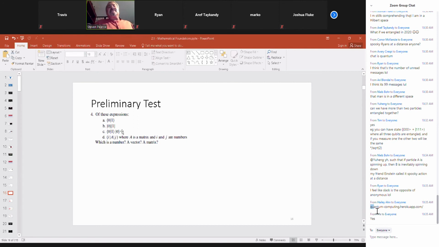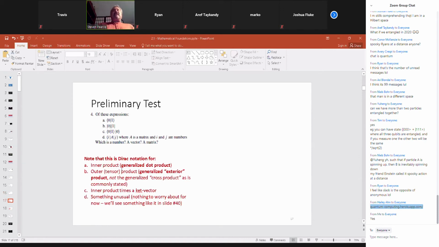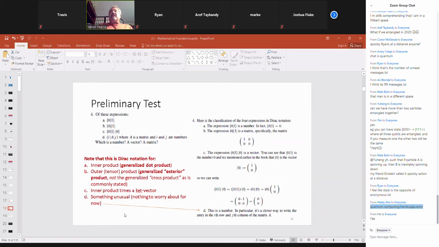What's this one going to be? C. That's a scalar times a vector. This thing, forget about it for now. So what we have here is a generalized dot product, the inner product. The outer tensor product is a generalized exterior product, not a cross product. Inner product times a ket vector is C, and something unusual for D. Nothing to worry about now, but we'll see something like it shortly. And here you can see how you can answer the fourth question, really, the way your book does.